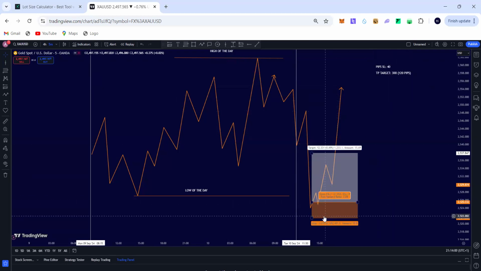As you can see here, I'm using an SL of 40 pips, and my TP is 3R, which is 120 pips. That is how you work with this strategy.